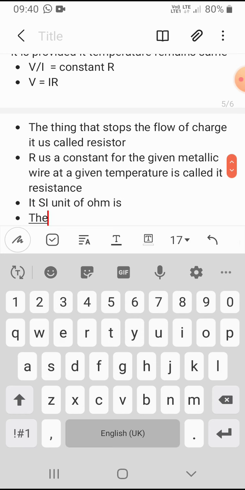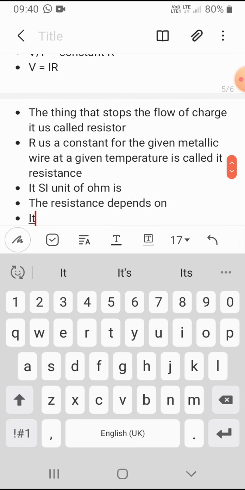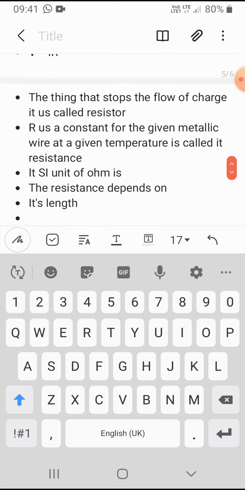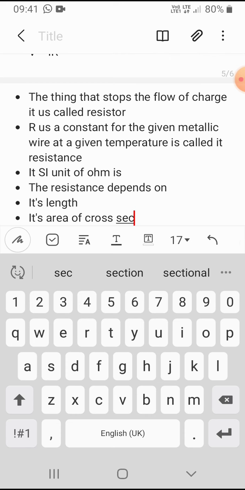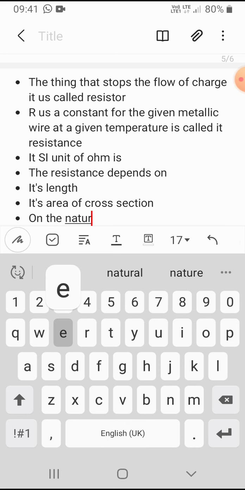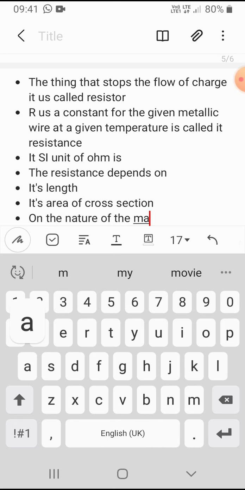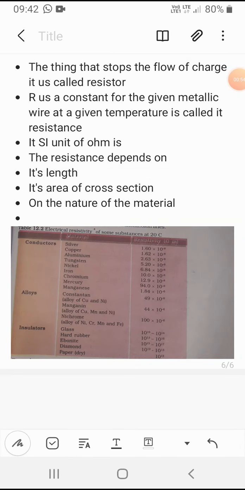So the resistance depends on its length, on its area of cross section, and on the nature of the material. On these things the resistance depends. And tables tell you the electrical resistivity of some substances at 20 degrees Celsius, such as conductors, alloys, and metals.